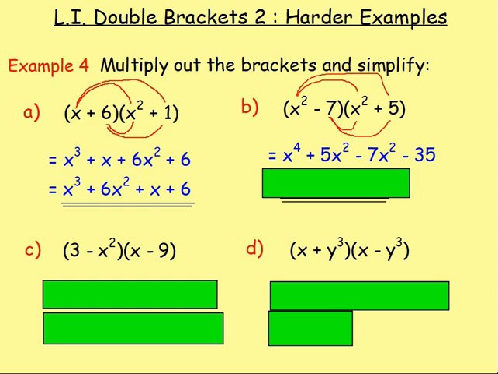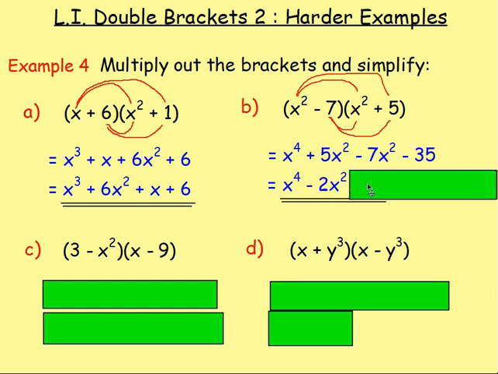Can you simplify that one? Yes, you can. How do you know you can, Kieran? Because x to the power of 4, there's no other x to the power of 4, so it stays as that. And then with the x squared, you got 5x squared, take away 7x squared. So 5 take away 7 is negative 2, so you have negative 2x squared. Well done, Kieran. And number-wise, you got the negative 35 at the end. Brilliant, well done. That would be it multiplied out and simplified.